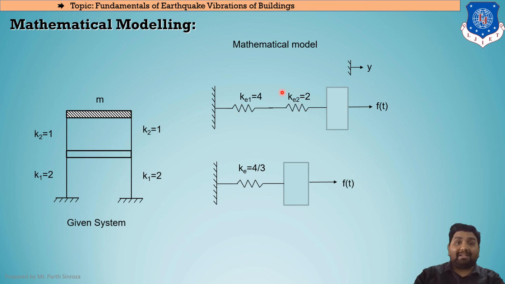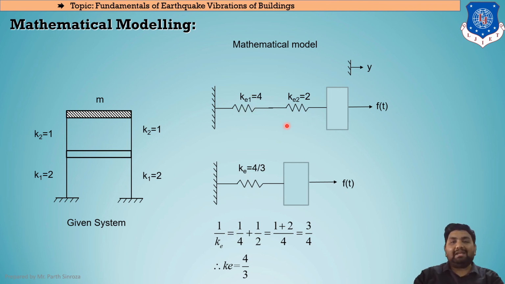So again, writing the equivalent spring system, that is KE. This was KE1, this is KE2. Now we'll be finding the equivalent of these two units, that is the equivalent of KE1 and KE2. That will be our final equivalent, that is KE. That comes out to be 4 by 3. How? For that we'll see this. As these both are in series connection, the equation will be 1 upon KE equal to 1 upon KE1 plus 1 upon KE2. So it will be 1 upon 4 plus 1 upon 2. Clear?